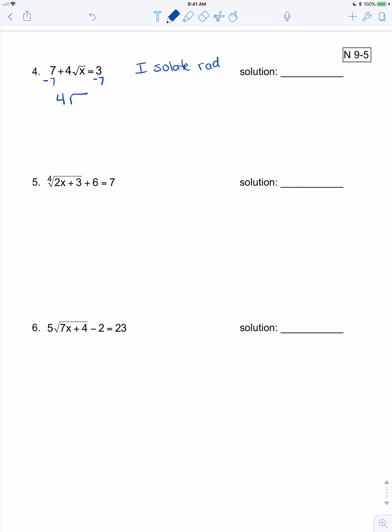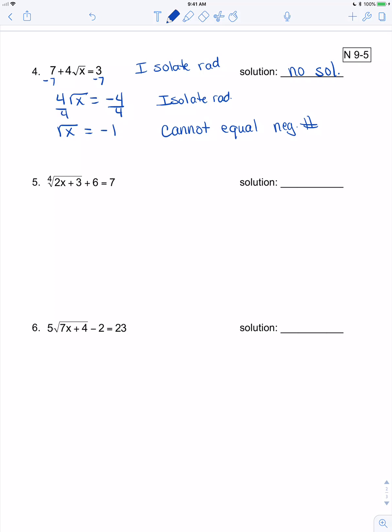That gives us 4 square root of x is equal to -4. Well, notice that radical is still not isolated, so we're going to isolate the radical again by dividing by this 4, getting everything away from that radical. So the square root of x is equal to -1. Well, take note that a square root cannot equal a negative number. So this one then has no solution.